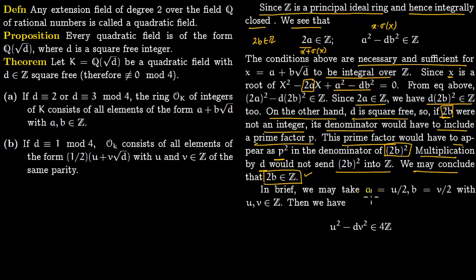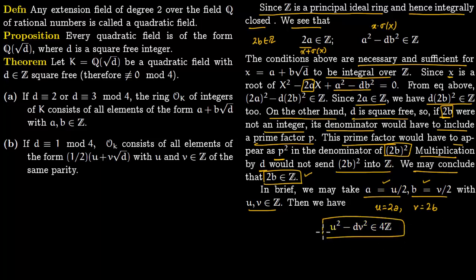So you can take a as u by 2 and b as v by 2 for some integers u and v. So u becomes 2a and v becomes 2b. So you can talk about now u squared minus dv squared, just like an analogy with this. But now you have this 2a and 2b, so this will lie in 4Z, because you're squaring this, you will get 4a squared, you're squaring this, you're getting 4b squared. Precisely again because 2b is an integer, basically it has to be either odd or even. So you get u squared minus dv squared an element of 4Z just from this condition here.